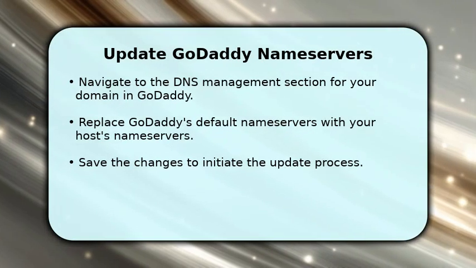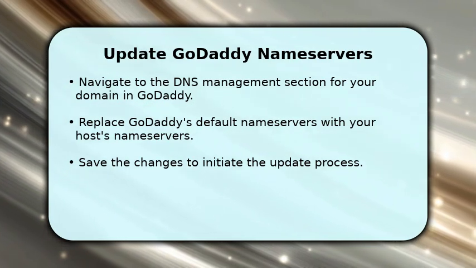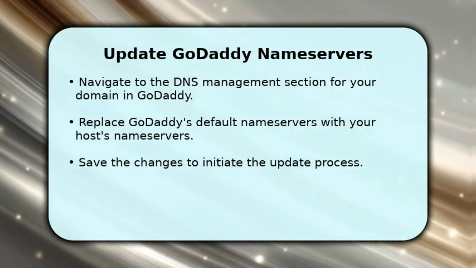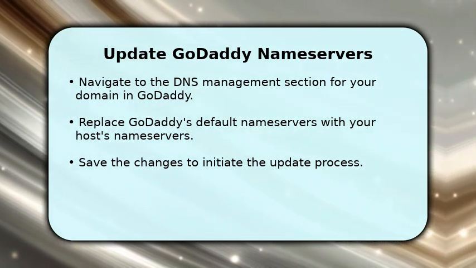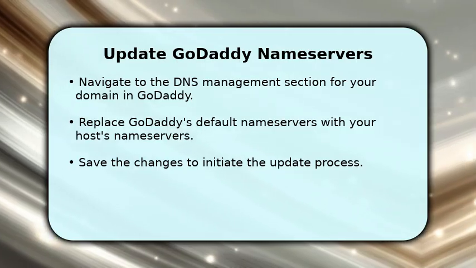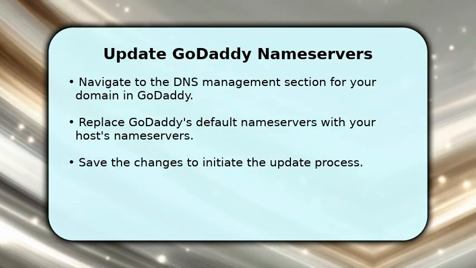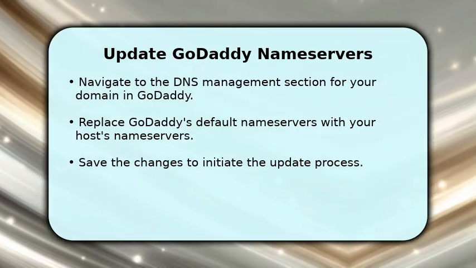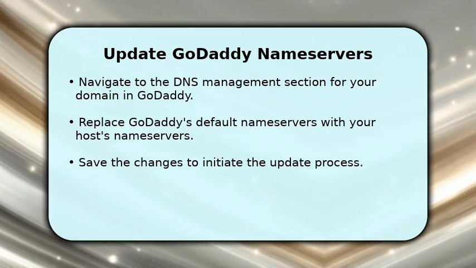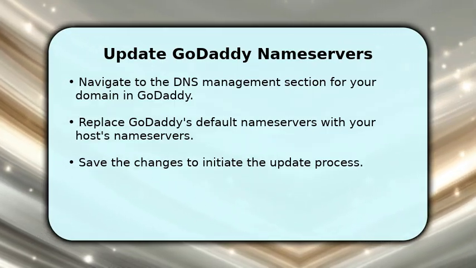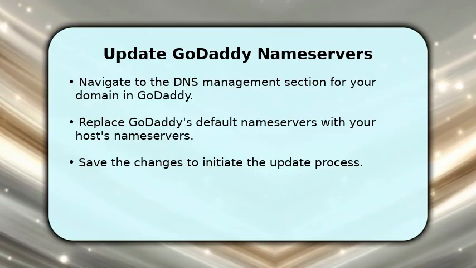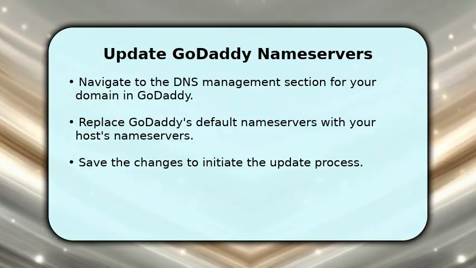Once you have your WordPress host's name servers, return to your Godaddy account. Go to the DNS management section for your specific domain. You'll see an option to change or update name servers. Carefully replace the existing Godaddy name servers with the ones from your WordPress host. Double-check for any typos, then save your changes. This tells Godaddy where to direct traffic for your domain.